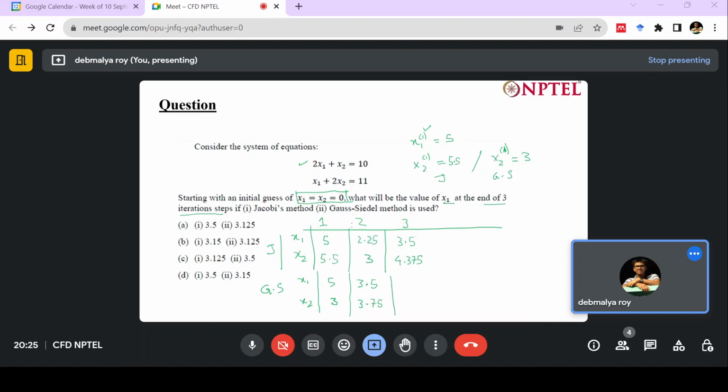That is the third iteration. 6.25 divided by 2 will give us 3.125. And if we substitute 3.125 here, we would get 7.875 divided by 2, which will be 3.9375. So somewhere like this.